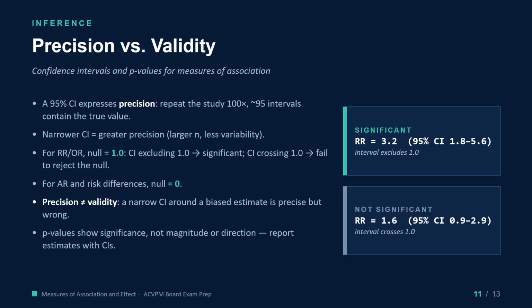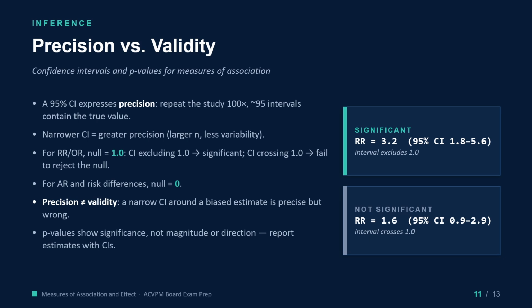Don't conflate precision with validity. A very precise estimate, a very narrow CI, can still be wrong if the study has systematic bias. Validity refers to the absence of bias. Precision refers to random error. An exam question may describe a large study with a very narrow CI around a biased estimate. That's a precise but invalid result.